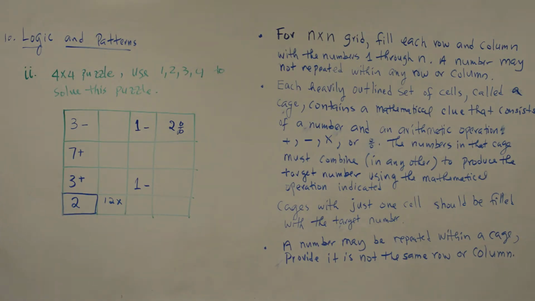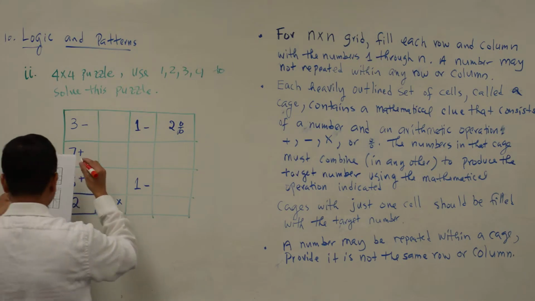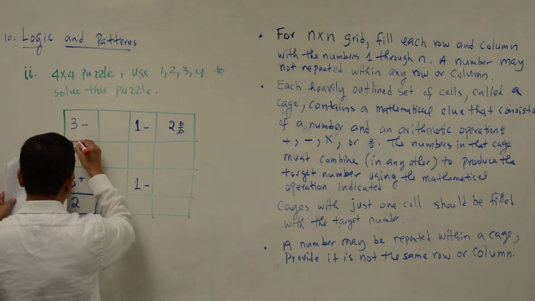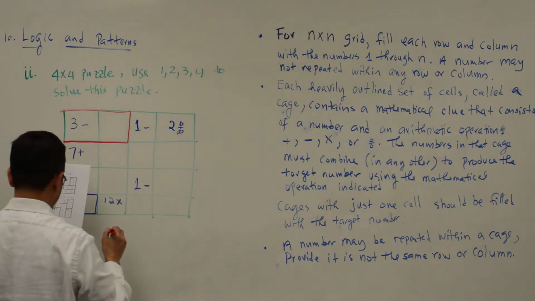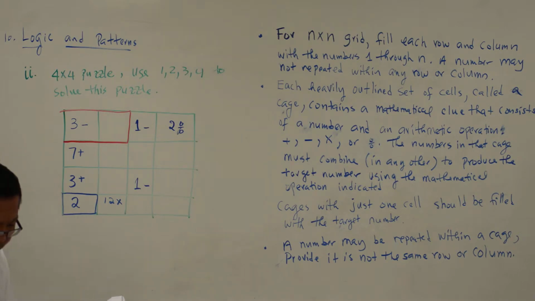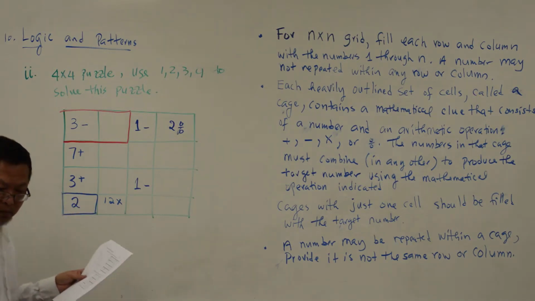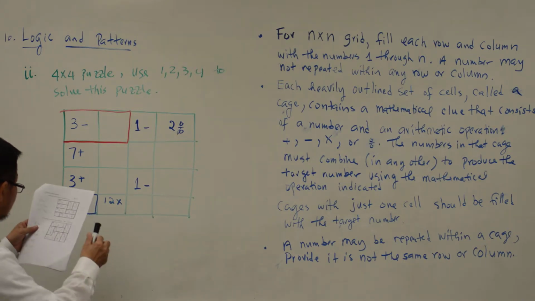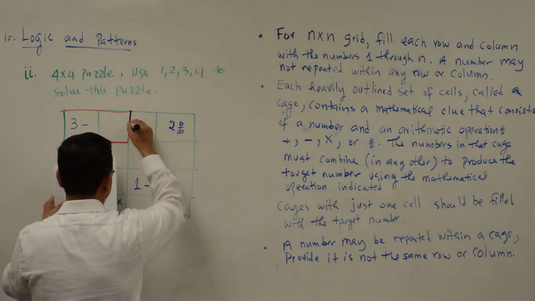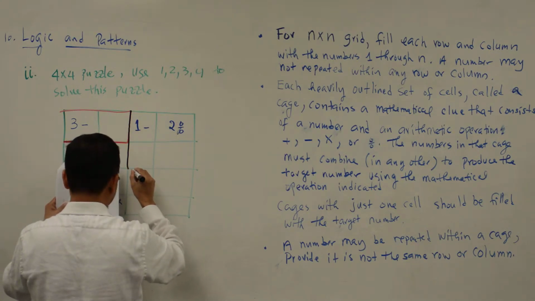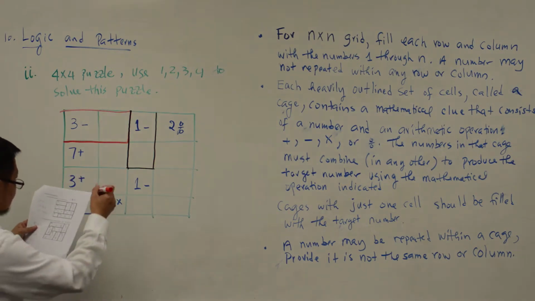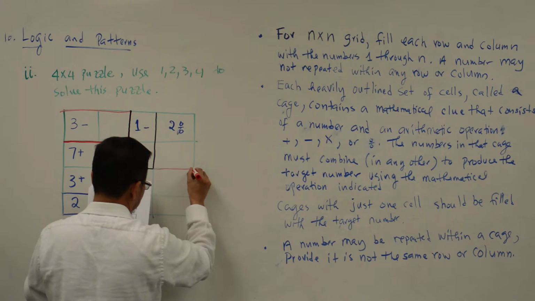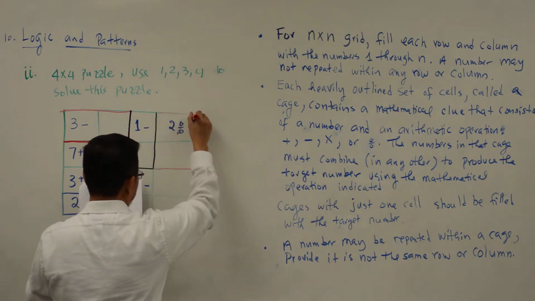So for 3, it is from here to here. That's the cage. That's cage 3. Okay. Then for 1, the cage is from here to here. That gives you 1. Okay, now for 2, it's a cage from here to here, that's 2. That's a cage of 2 there, okay?